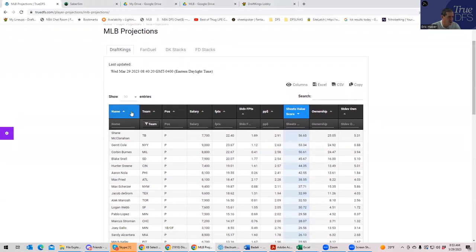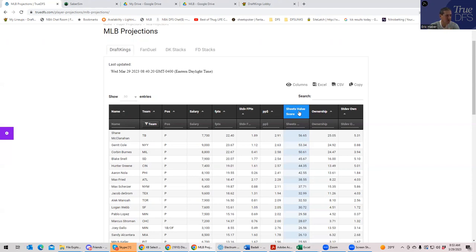So you're going to see these columns of players, teams, positions, salaries, fantasy points, and other things. And the key columns that you're going to want to look at are, well, fantasy points for sure, but points per dollar, which we have in this column, and also Sheets value score, which we have over here. Sheets value score is just my own proprietary assessment of a player's fantasy points relative to value, relative to upside, and things like that.